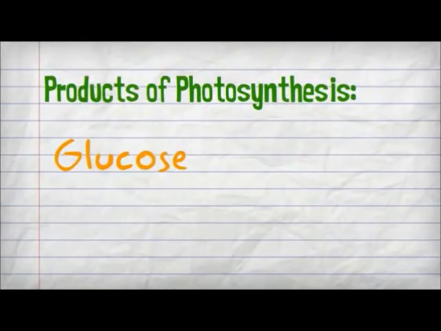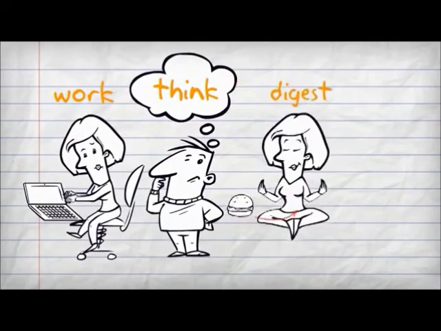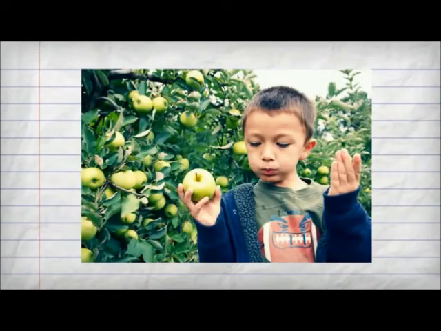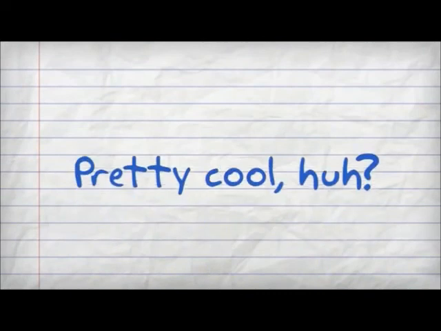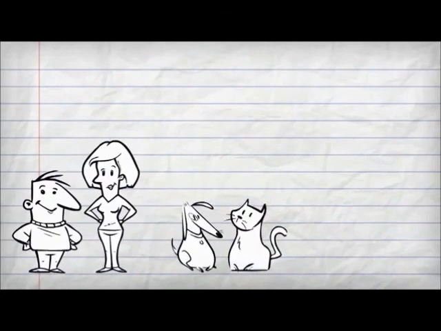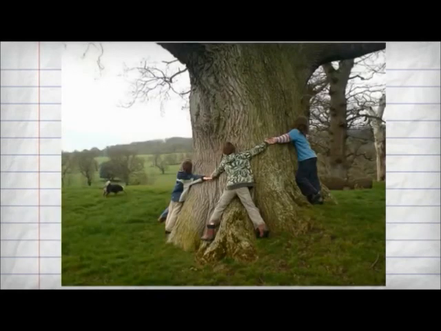The products of photosynthesis are glucose, which is sugar, and oxygen. Both plants and animals need glucose for energy to do just about anything: work, think, digest, breathe, the list goes on and on. When you eat fruits and vegetables, you are eating glucose. And finally, oxygen is given off as a waste product and sent back out into the atmosphere. Pretty cool, huh? If it weren't for the big, funny-sounding cycle called photosynthesis, humans and animals and plants couldn't eat, breathe, or survive on Earth. So what's stopping you? Go out and hug a tree to show it how much you appreciate it today.